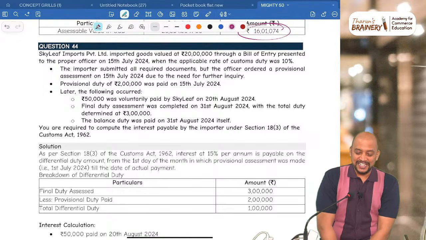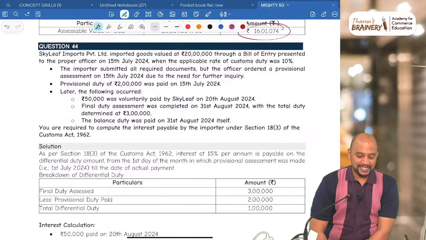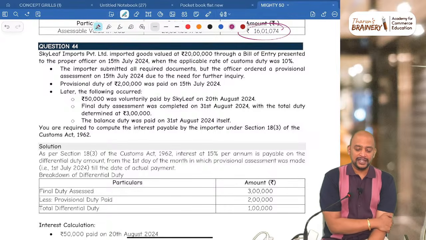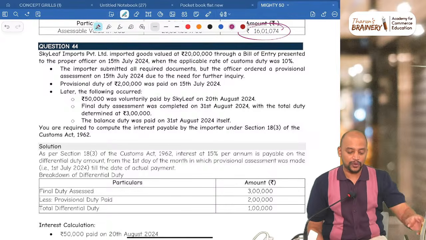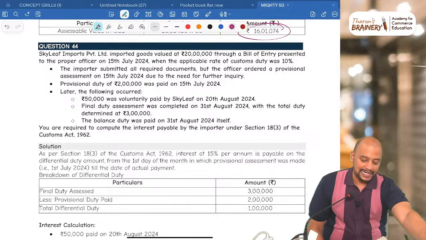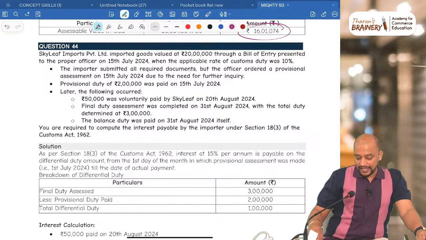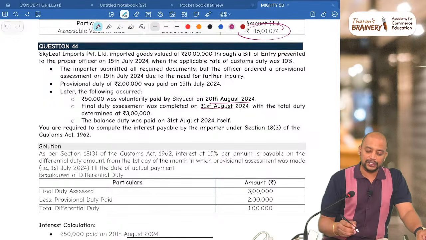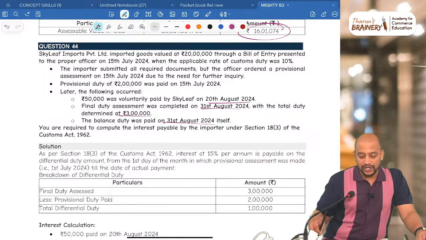So say this, where the applicable rate of customs duty was 10%, the importer submitted all required documents, but the officer ordered a provisional assessment on 15 July due to the need for further enquiry. Provisional duty of 2 lakhs was paid. Later, the following occurred. 50,000 was voluntarily paid on 20th August. Final duty assessment was complete on 31st August with the total duty determined at 3 lakhs. The balance duty was paid on 31st August itself.